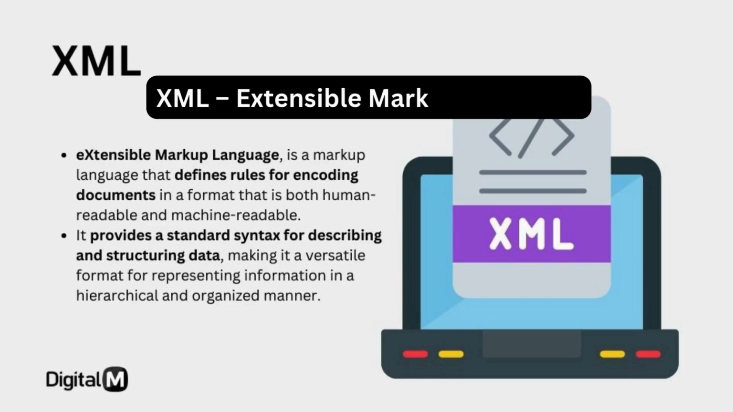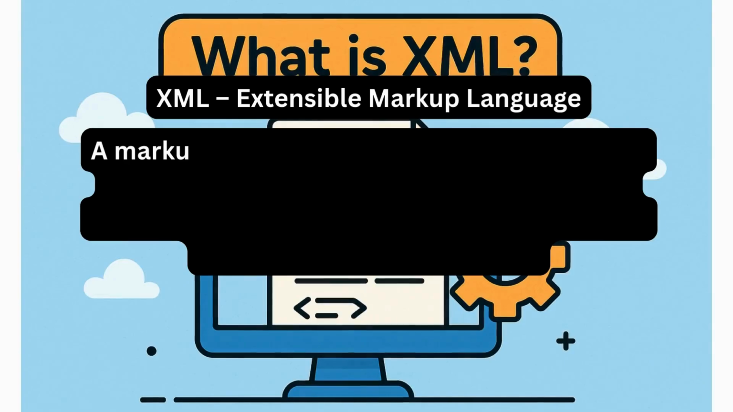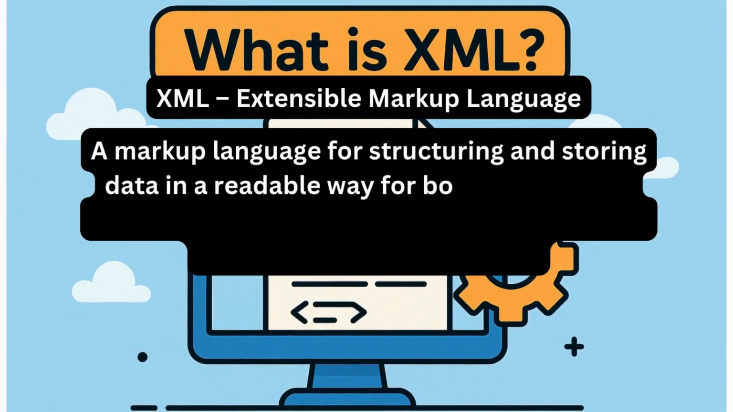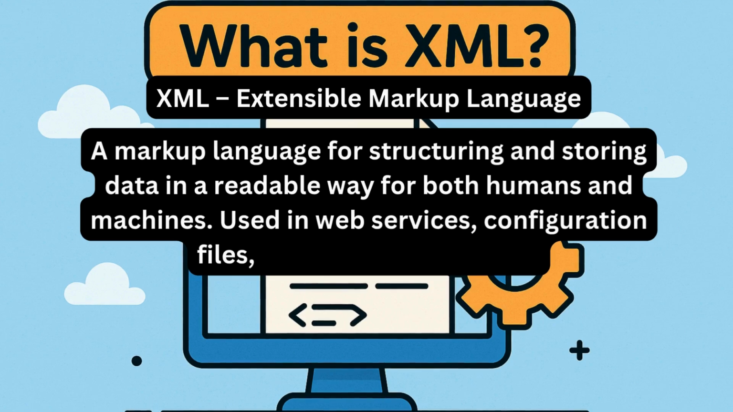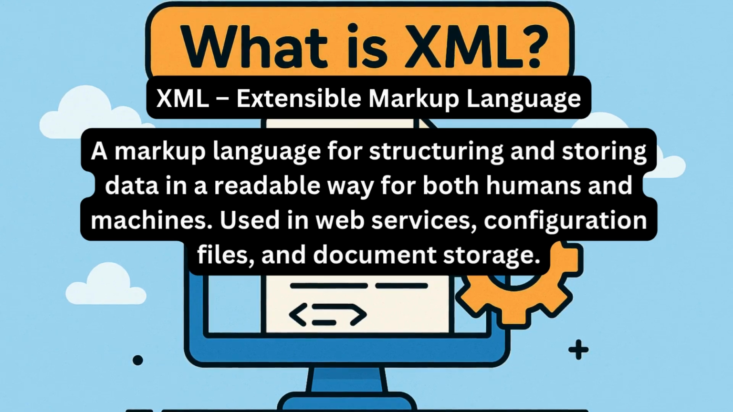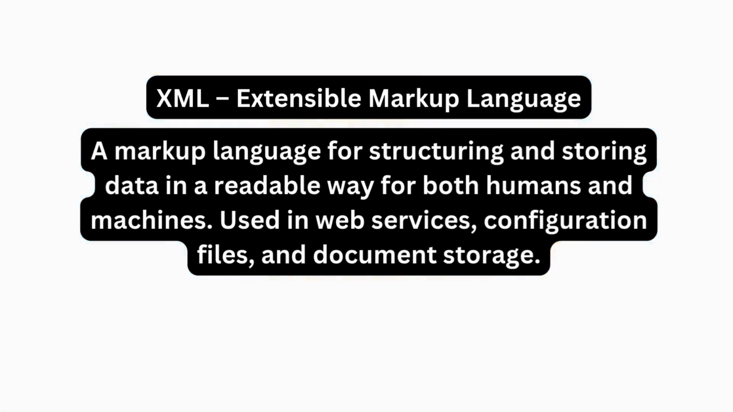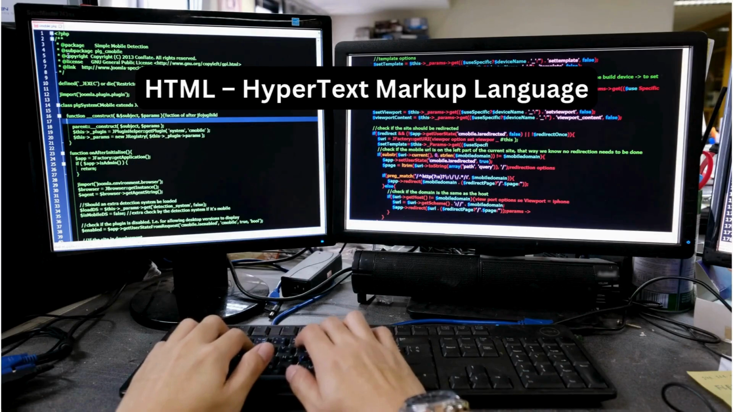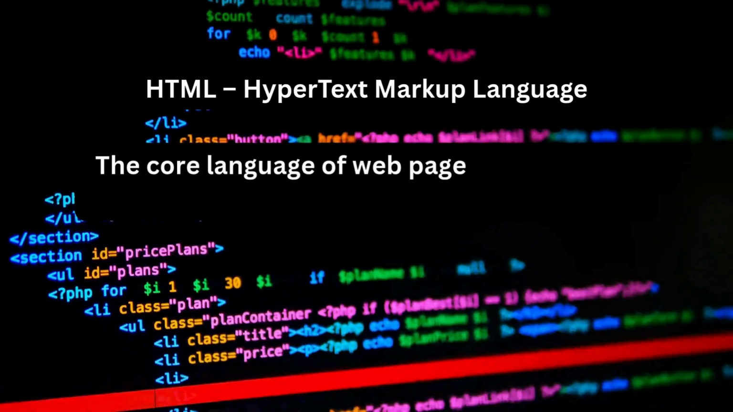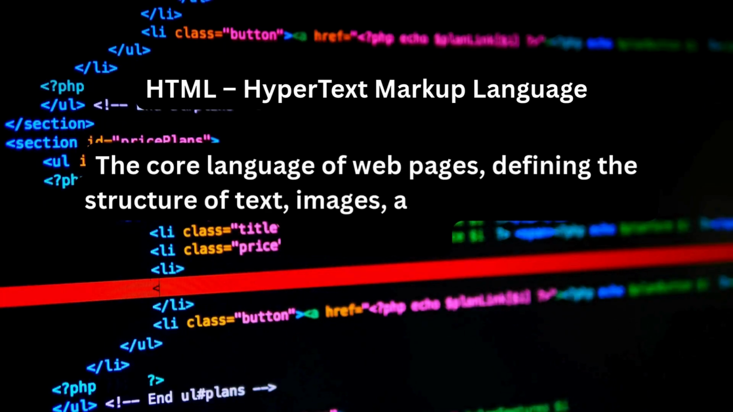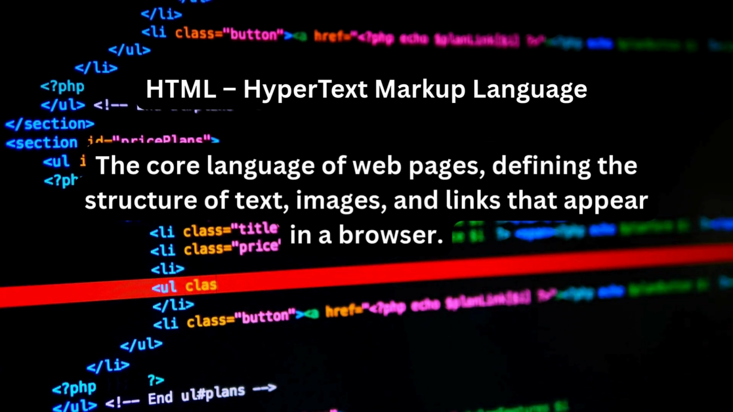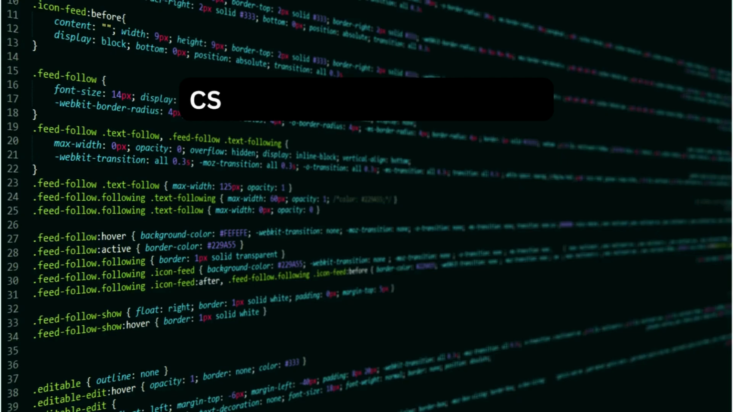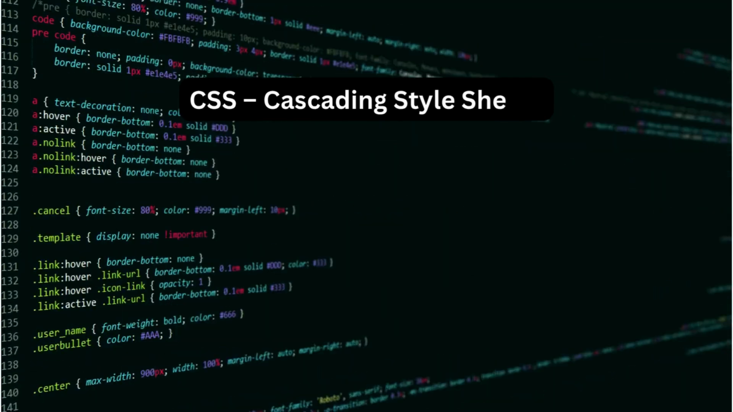XML, Extensible Markup Language. A markup language for structuring and storing data in a readable way for both humans and machines, used in web services, configuration files, and document storage. HTML, Hypertext Markup Language. The core language of web pages, defining the structure of text, images, and links that appear in a browser.